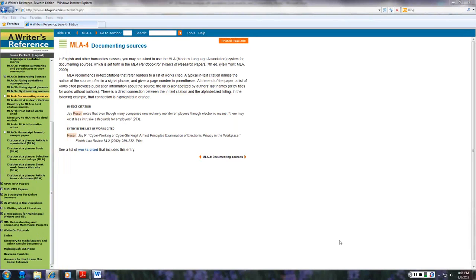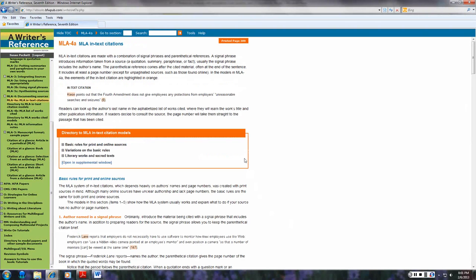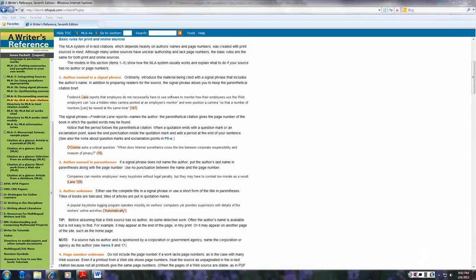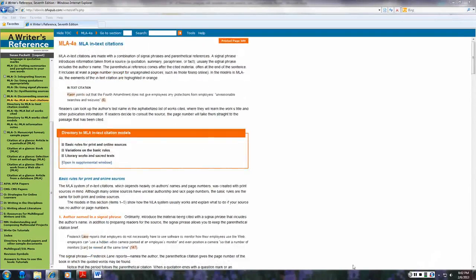If you look at section MLA 4, it addresses documenting sources, gives you examples, and gives you not only the in-text citation, but also shows you what the works cited would look like. We'll look at the works cited a little bit later, but I want to show you 2 or 3 specific points. MLA 4A deals with in-text citations, what we're talking about.